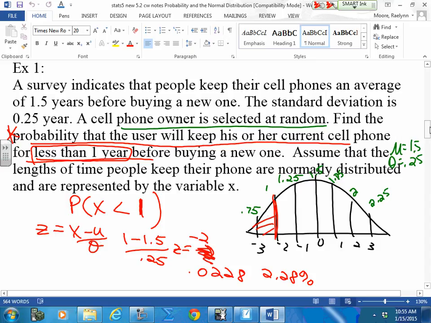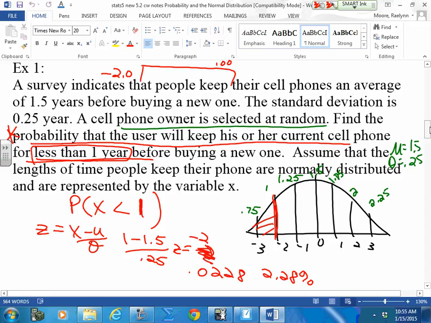Did you look it up in the table, -2? Look up -2.0 and come all the way out here to the 0.00. Remember, the negatives go the opposite way. When I first started teaching this, I would always count in my head 0, 1, 2, 3, 4. It took me a long time to say, oh, the negatives go the opposite way. See it? Okay?